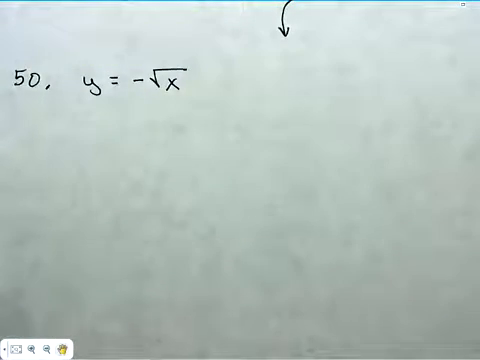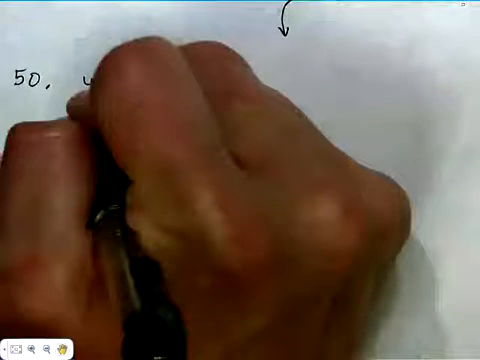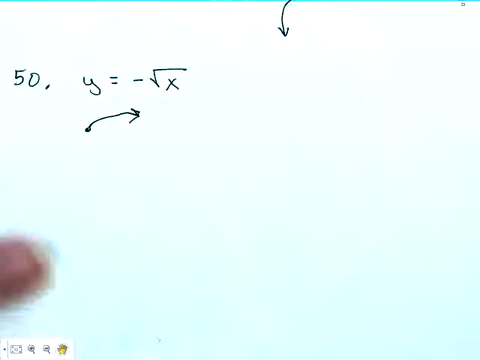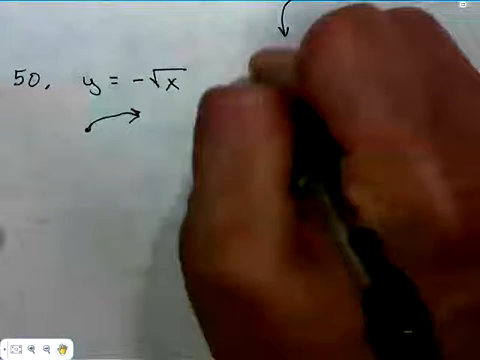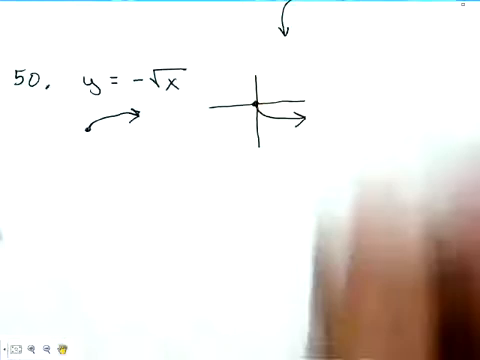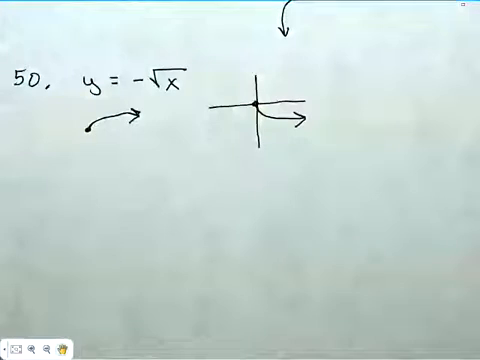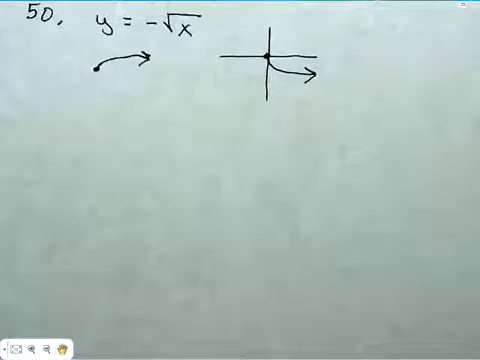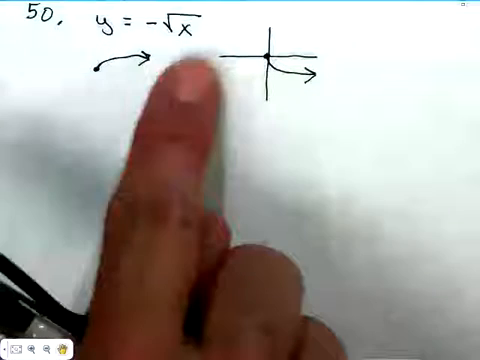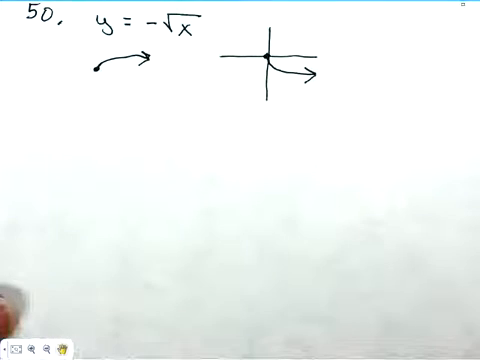What does that negative coefficient do to it? Upside down. Instead of being this, it's that upside down, or the bottom half of a sideways parabola. It hasn't been shifted left, right, up, or down because there's nothing added or subtracted under the radical, nothing added or subtracted outside the radical.